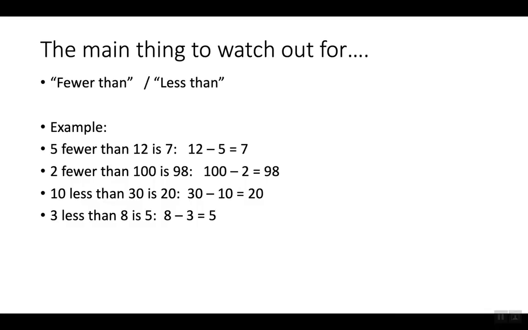The main thing to watch out for. When it says fewer than or less than, that means you gotta reverse the numbers when you subtract, because the order matters when you're subtracting or dividing. So 5 fewer than 12, you gotta write 12 minus 5. 2 fewer than 100, you got to write 100 minus 2. Same thing with less than. 10 less than 30, you got to write 30 minus 10. 3 less than 8, you got to write 8 minus 3. All right, so watch out for that.